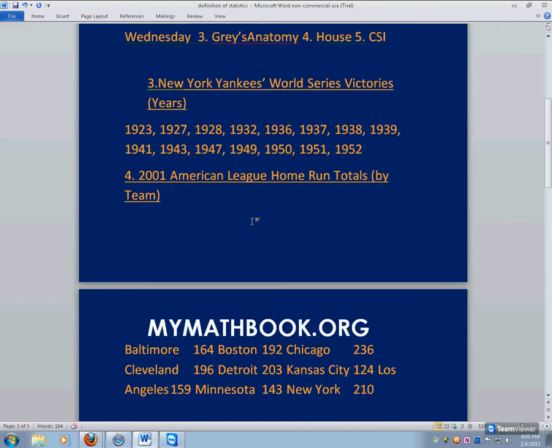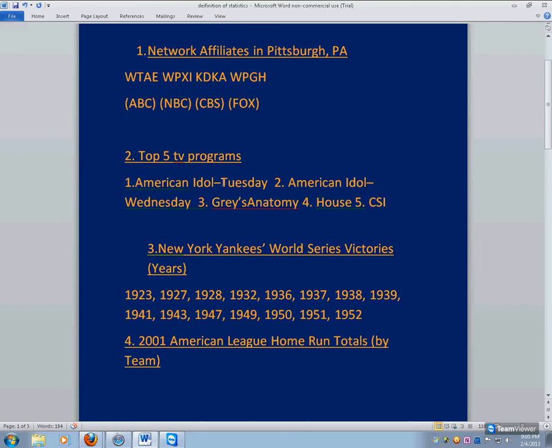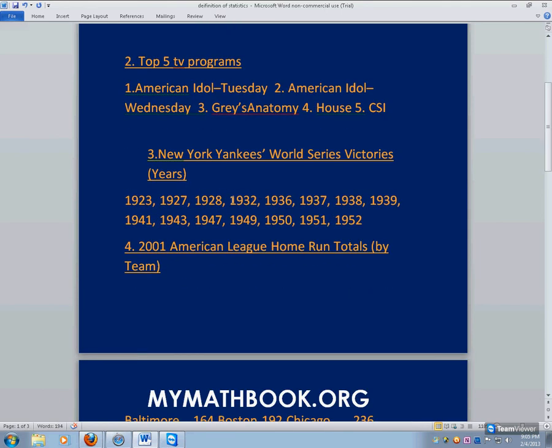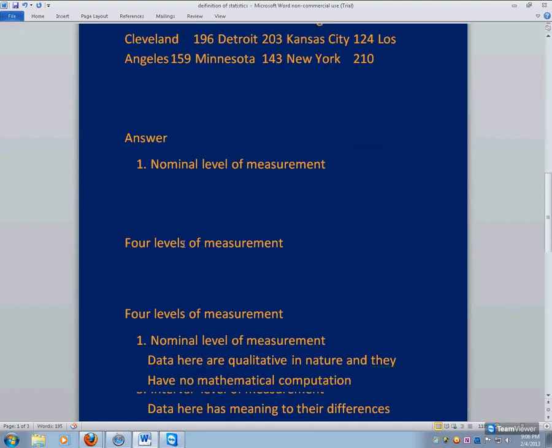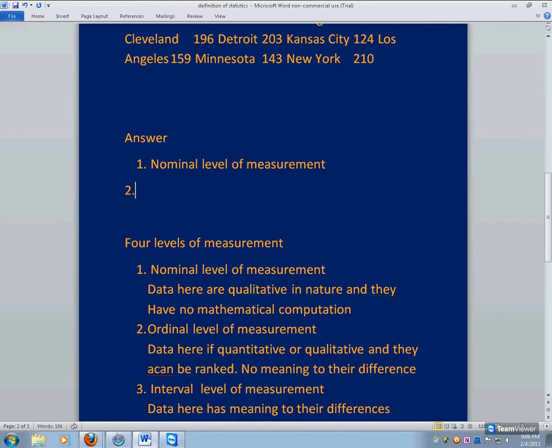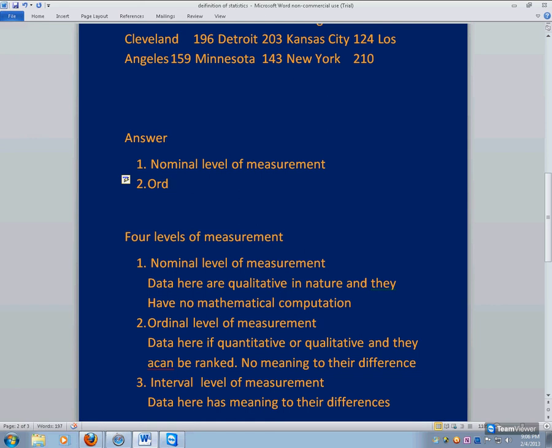So here we know that it is called ordinal level of measurement. The only difference between the first one and the second one is you could rank them in front of them. That is another level gravitating into a bigger level of measurement. So the next best level after the nominal is the ordinal. Type in the second one: ordinal level.